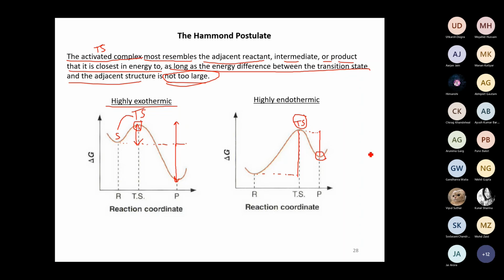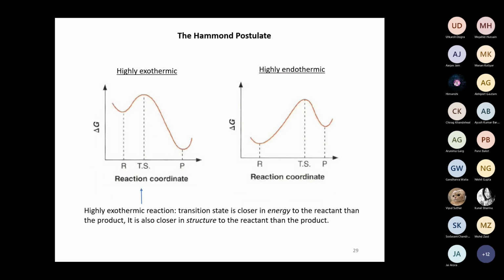Because the transition state is converting to the product, the energy difference is not much. So this is the Hammond postulate. The Hammond postulate tells us that for a highly exothermic reaction, the transition state is closer in energy to the reactant than the product. That means it is also closer in structure to the reactant than the product.